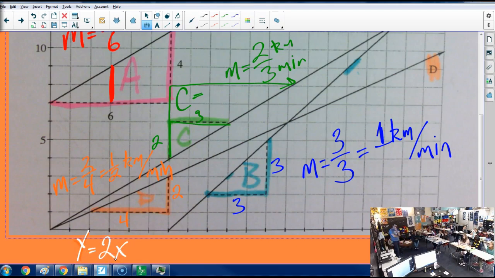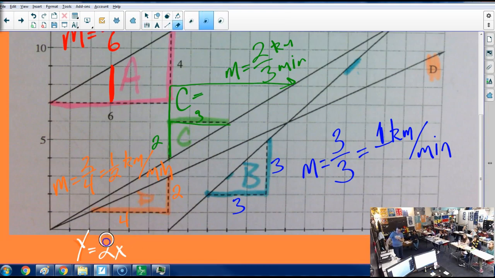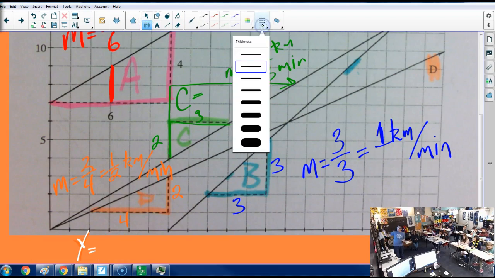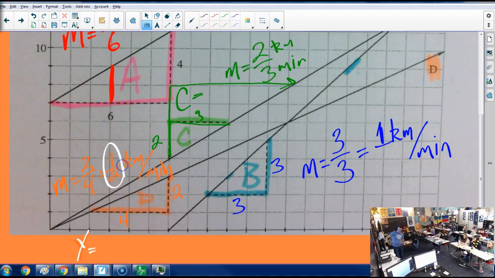Why? Because there's no y-intercept? It's because it's up in the origin. Ooh, sorry, wait. It's not y equals 2x, it'd be y equals 1/2x. Sorry. I just had one more question. You're totally okay, so you flipped it, but we want to take exactly what this is, and that's our slope.